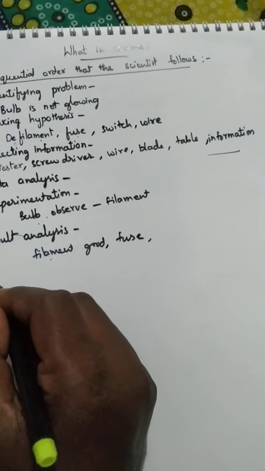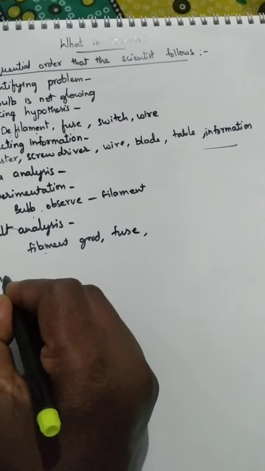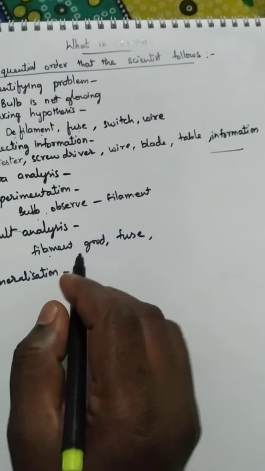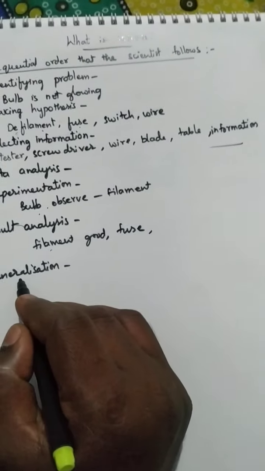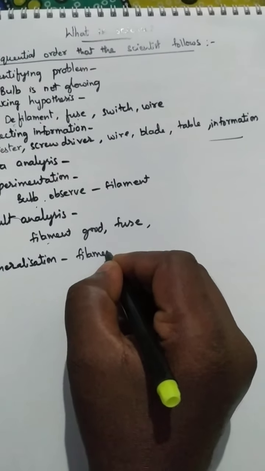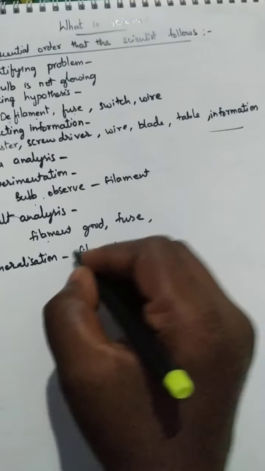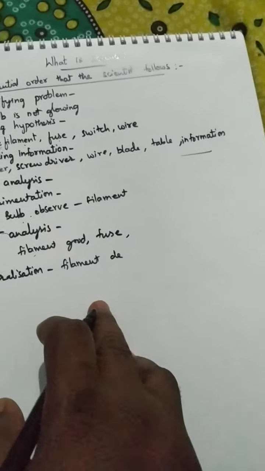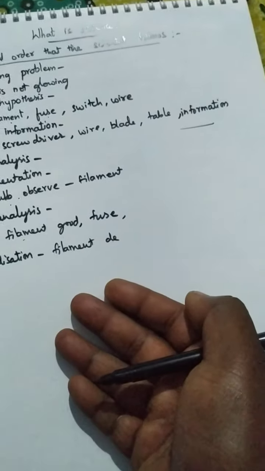Suppose in the first check, when you observe that the filament is gone, what will you generalize here? Because the filament is fused, the filament is broken, so that the bulb is not glowing. So that is your answer, isn't it?